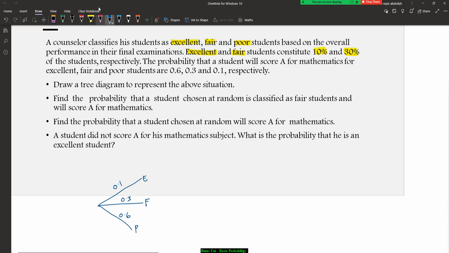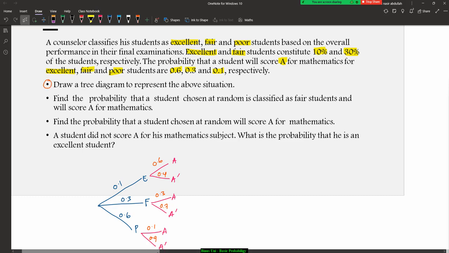Now, let's move on. Next statement: the probability that a student will score A for mathematics for excellent, fair, and poor are 0.6, 0.3, and 0.1. So there are two possibilities for each student: going to score A or not going to score A. For an excellent student, A is 0.6, the balance is 0.4. Next one, 0.3 for fair, 0.7 for non-A. For poor, 0.1 to get A, 0.9 no A. So this is how to draw a tree diagram for the above situation.